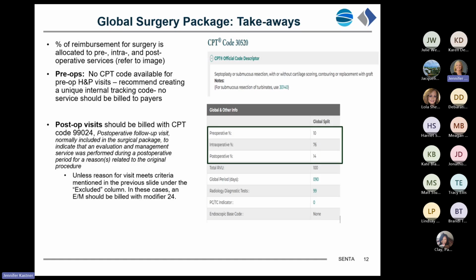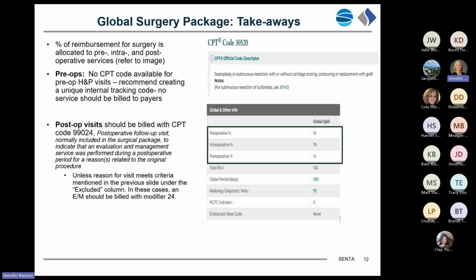So, just some general global surgery package takeaways when it comes to the 90-day global period. Remember that a percentage of the reimbursement for surgery is allocated to the pre, intra, and post-operative services. And you can refer to the image there for a reminder of how it's split.